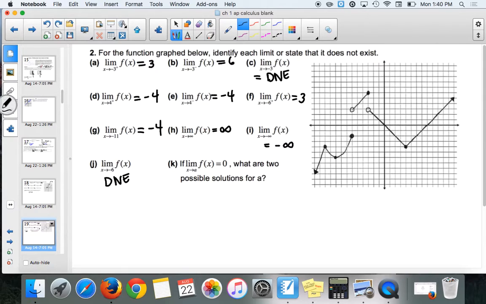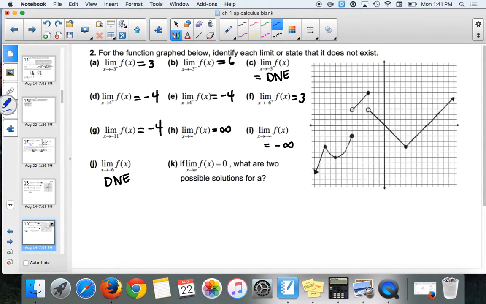All right, so check the answers you have so far. So 2a, did you get 3? So limit as x goes to -3 from the right. Yep, 3. B, limit as x goes to -3 from the left. So you're getting closer to -3 from the left, and you're getting closer to that y value of 6. So -3 in general is D and E, because it's not the same from the left and the right.